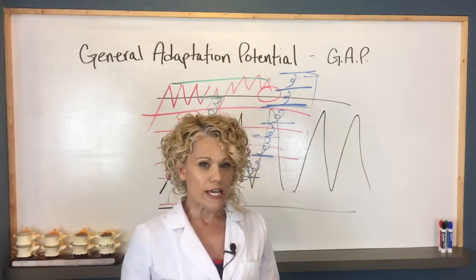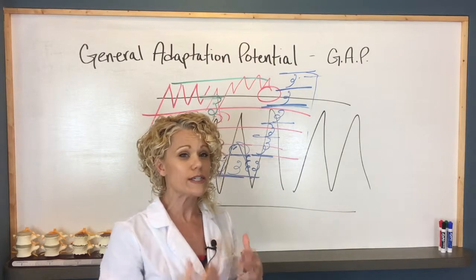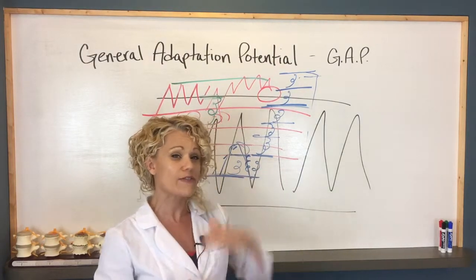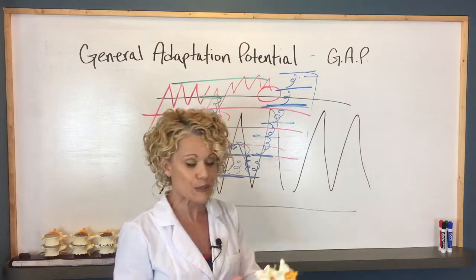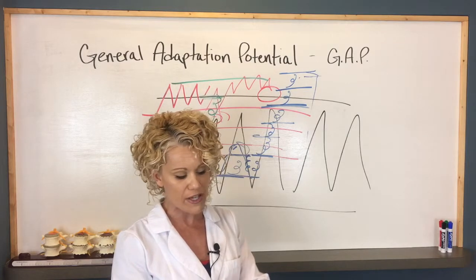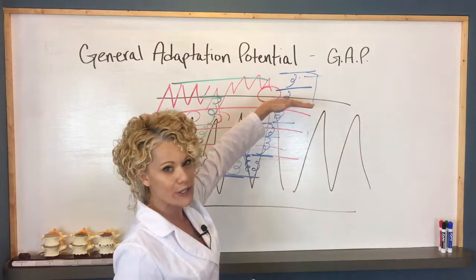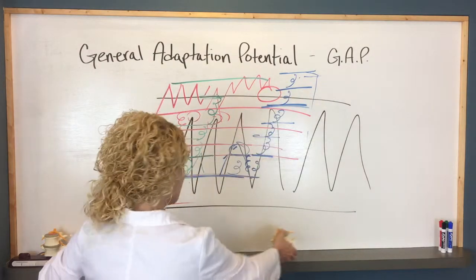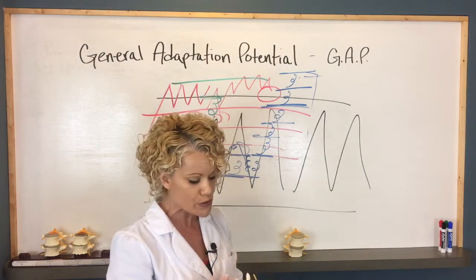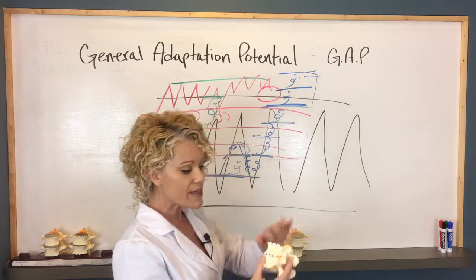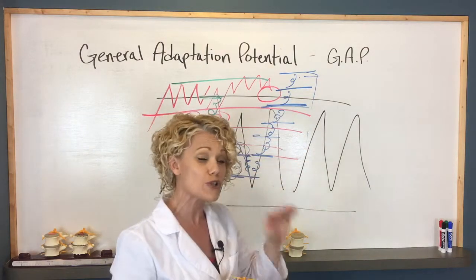One thing you need to understand about your gap, your general adaptation potential, is the quality of your spine does contribute to how far of a gap you have. So, for instance, if you have a completely healthy spine, wide open foramen, your nerves can exit free and clear, no impingement, you have a much higher gap than somebody who has massive levels of degeneration, very, very narrow nerve roots, and constant impingement.